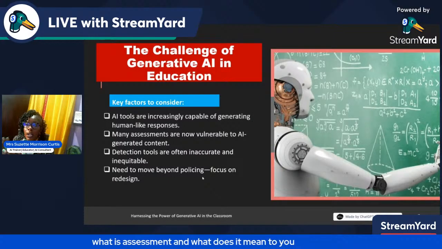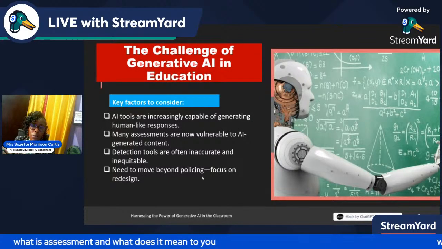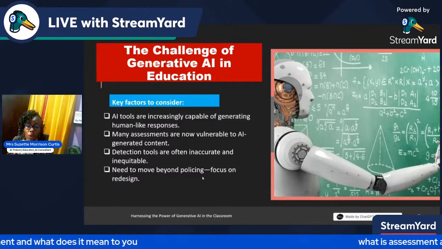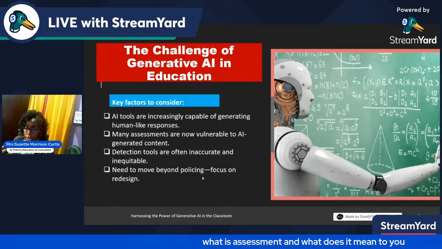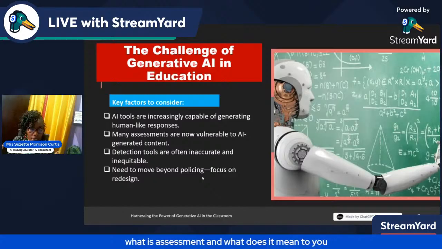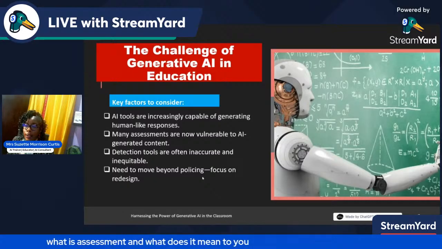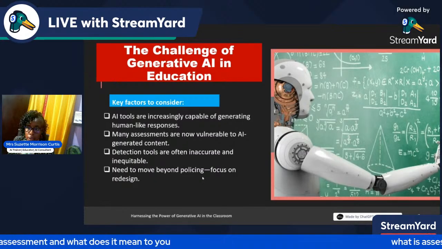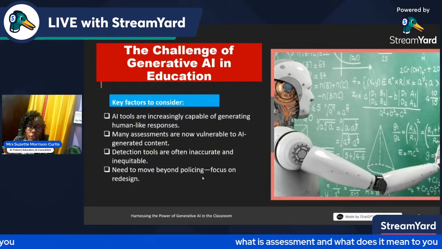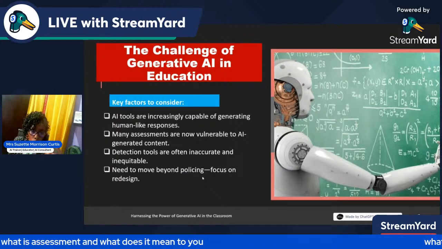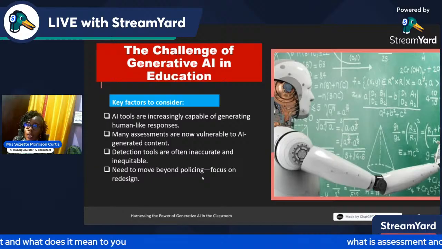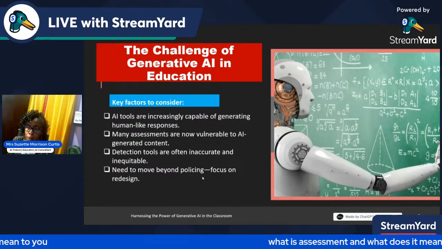AI tools are increasingly capable of generating human-like responses. This is something that we know now. We can't get around it. The other day I was sitting on a webinar where CXC came across it, that they're now embracing the newness of what is happening in the sphere, and they've put together a guideline because they know AI is there and now you must be guided on how to use it. So it's everywhere. We can't hide it.